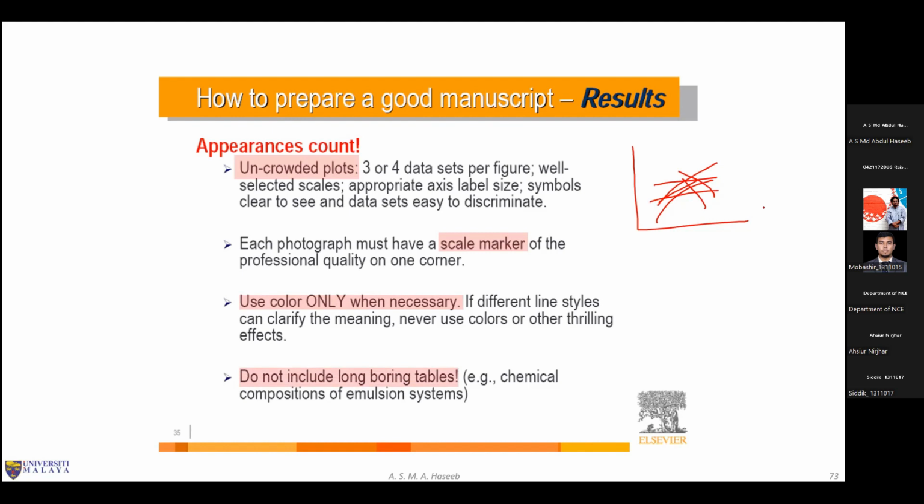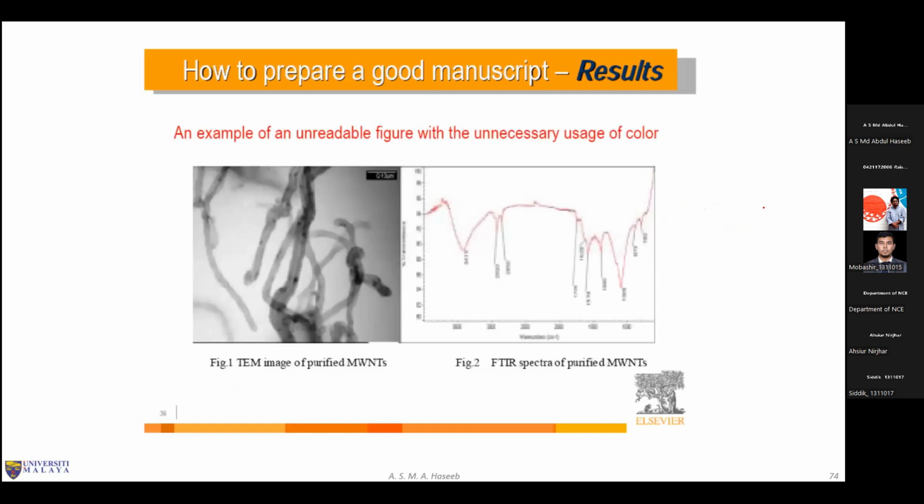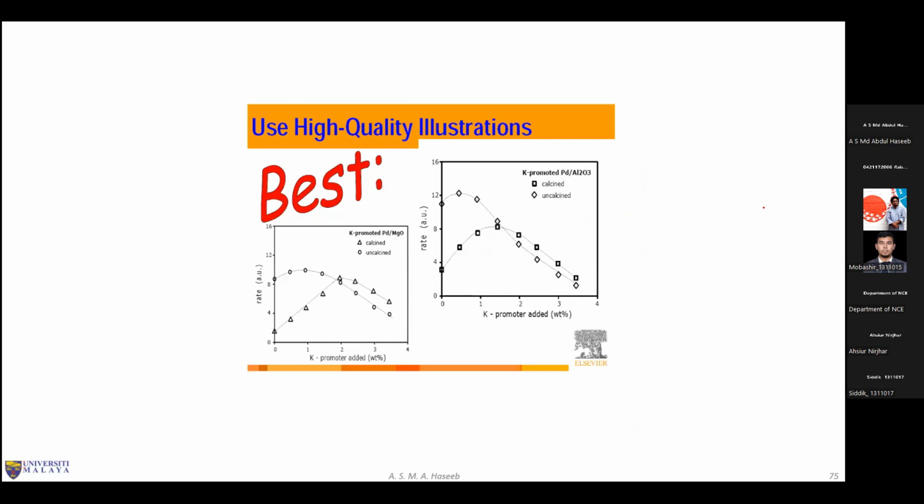And try to avoid tables, but there are cases where we must use a table. But in general, we try to avoid tables and we put data in graphical form. And you have to pay attention to the quality of your figure. So this kind of figure, you can see the quality is not good enough. You have to make sure that everything can be read. It is clear. There is no confusion.